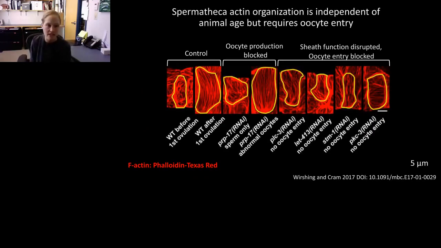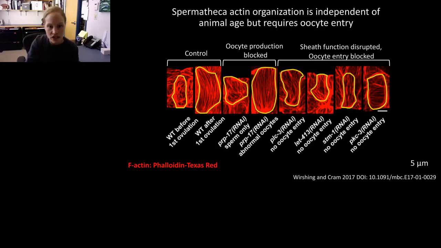So to address this question, we used two different techniques to disrupt oocyte entry in order to uncouple animal age, so is it just maturing, from actually an ovulation event where you have stretch and contraction leading to these fibers. To do this, we either genetically blocked oocyte entry by disrupting a gene required for the production of oocyte. The other technique we used was to block sheath cell function. Therefore, there are no sheath contractions to push the oocyte into the spermatheca.